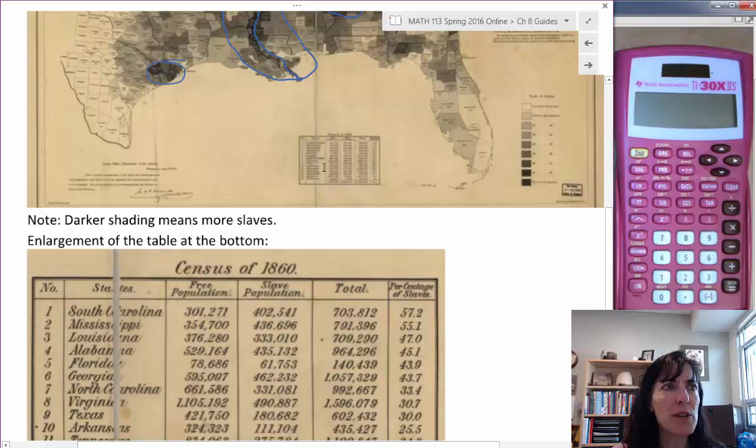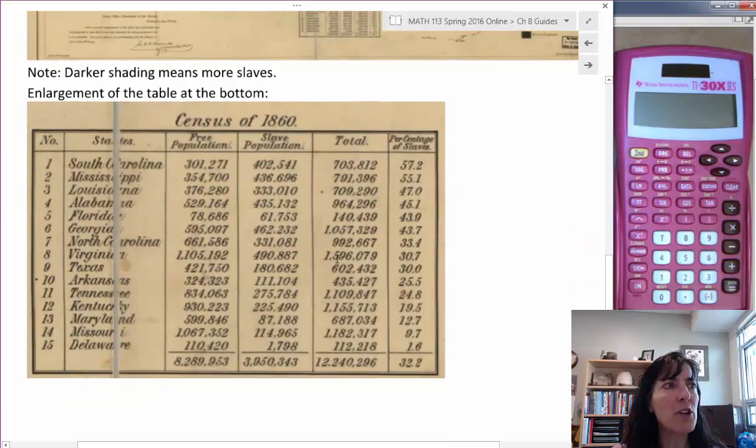There is a table, you can see it right here, and I've enlarged it so you can see each state written out: what was the free population, what was the slave population, what was the total, and the percentage. See how they put the C capitalized? Percentage of slaves. And this is an original document I just copied off the internet. Thank goodness for the internet. But we can see for 15 states where all the slave population was centered.